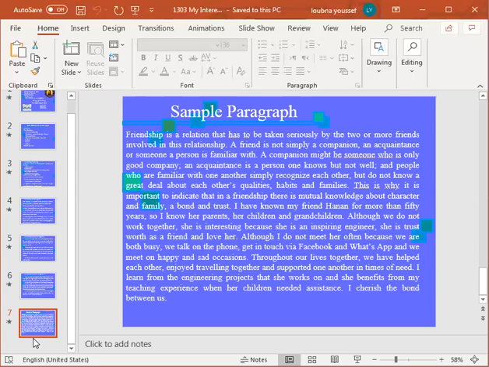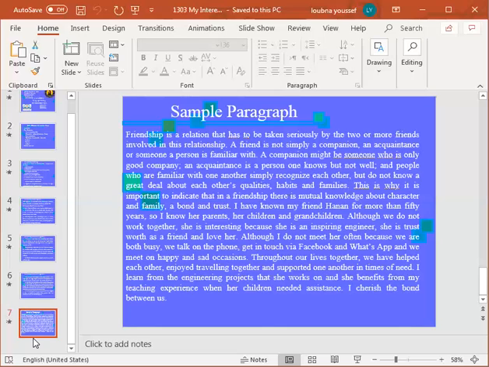And therefore, reading a paragraph can be a good experience. Now, the second sentence. A friend is not simply a companion, an acquaintance, or someone a person is familiar with. So after introducing the idea that friendship has to be taken seriously, this writer introduces the idea that a friend is not simply a companion, meaning this definition is in the negative, all right?